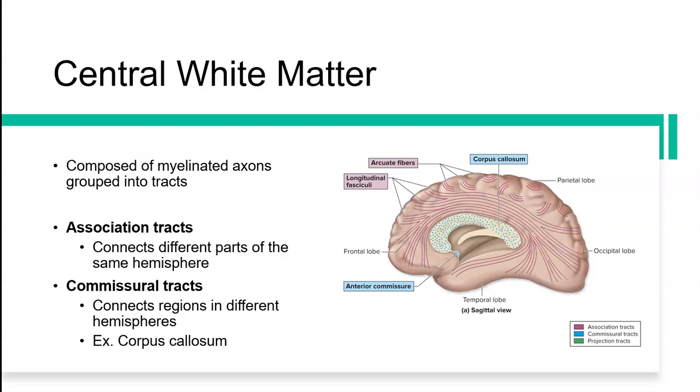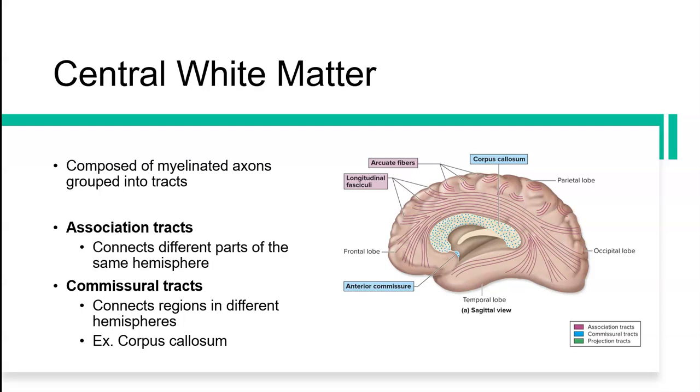We have little short tracts composed of arcuate fibers. They connect neighboring gyri within the same lobe. We also have longer association tracts called longitudinal fasciculi. That just means bundle. So they connect the gyri in different lobes of the same hemisphere.